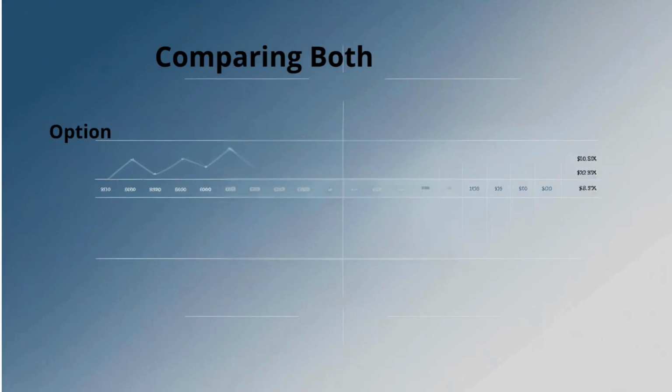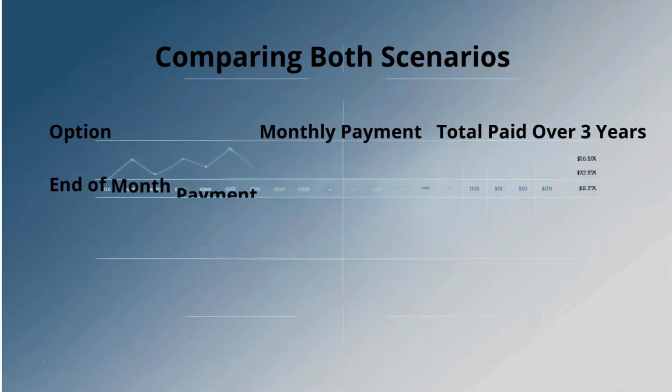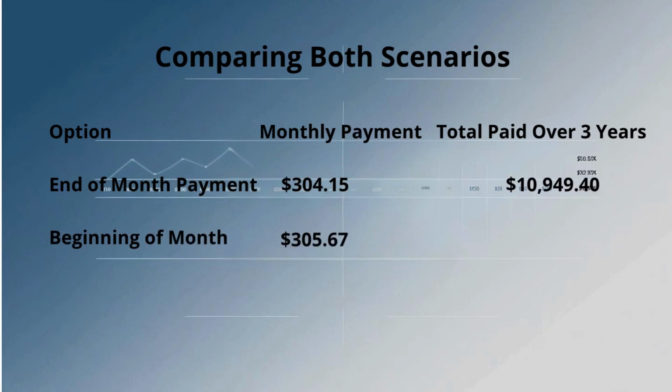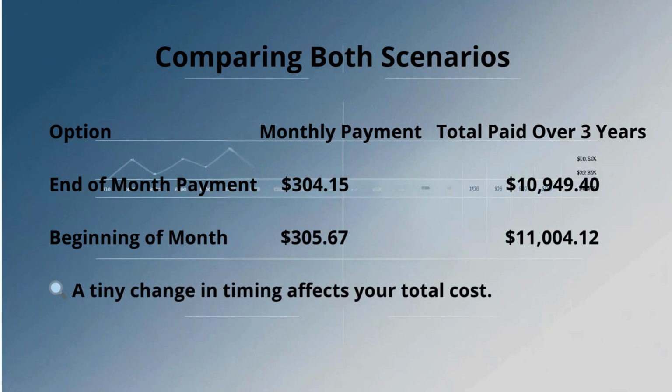Comparing both scenarios. End-of-month payment: you will have a monthly payment of $304.15, and your total paid over 3 years will be $10,949.40. Beginning of month: you will have a monthly payment of $305.60, and your total paid over 3 years will be $11,004.12. A tiny change in timing affects your total cost.